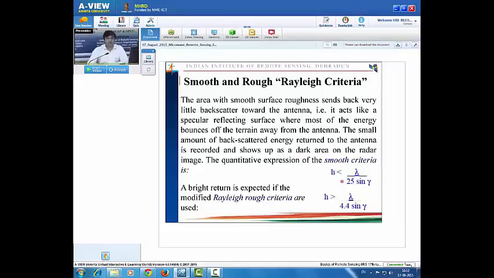But this was not providing good results in all conditions, so this criteria was modified by Oliver. So the modified Rayleigh criteria: for a smooth surface, h should be less than lambda divided by 25 sin gamma, and for a rough surface it should be greater than lambda divided by 4.4 sin gamma, and for intermediate surfaces it is in between that.